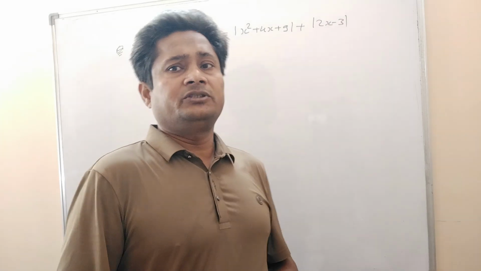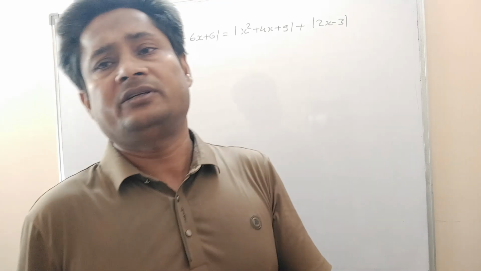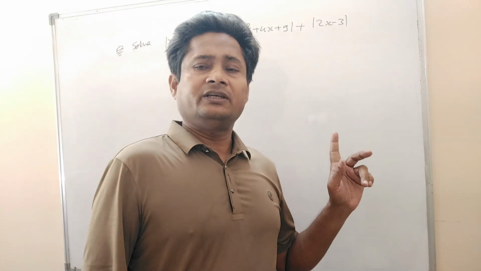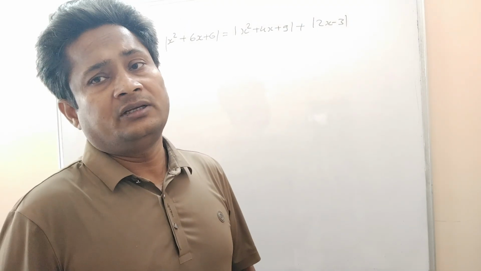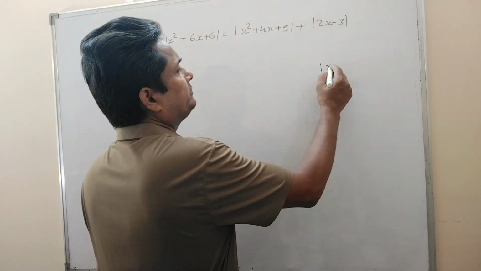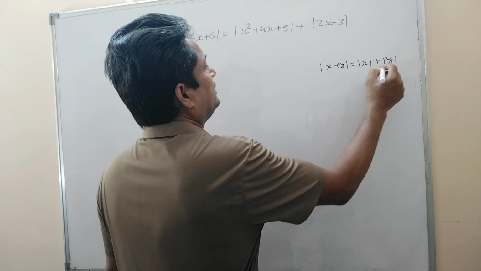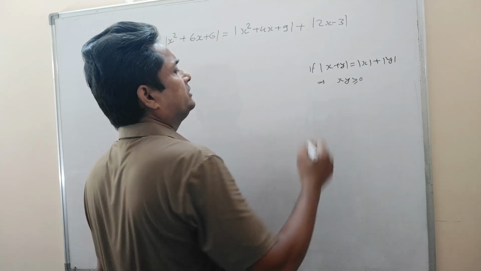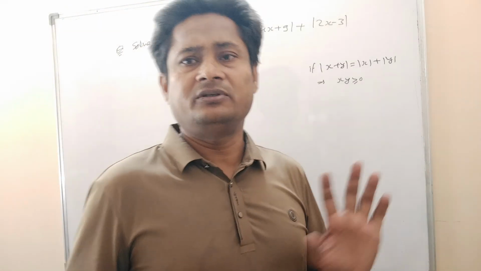Second method you can use here. You can solve by using second method, but second method may be longer. But in this case, if you use a special property, then you can get your answer very easily. A special property is what? Mod x plus mod y is equal to mod of x plus y. If this, then you have to solve only x into y greater than or equal to 0. You have to solve only this one.